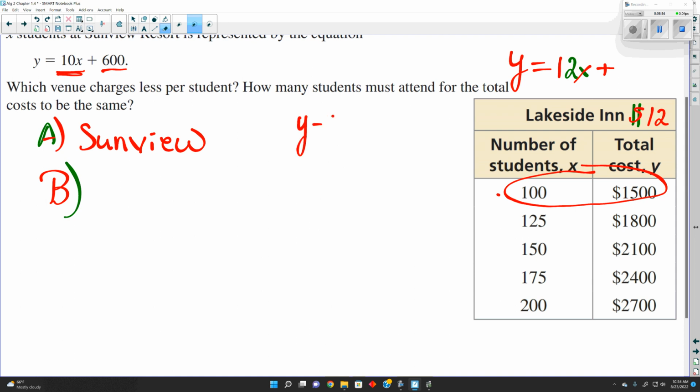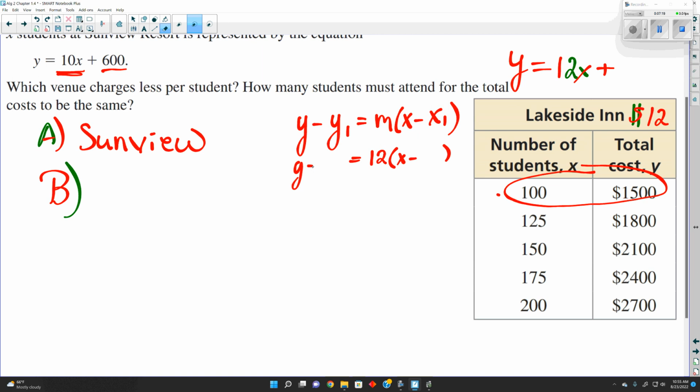We can do the y minus y1 equals m times x minus x1, because all we need is a point and the slope. Well, we know what the slope is. The slope is 12. Well, we can pick the first one. We can pick any one of these sets of points to plug in.